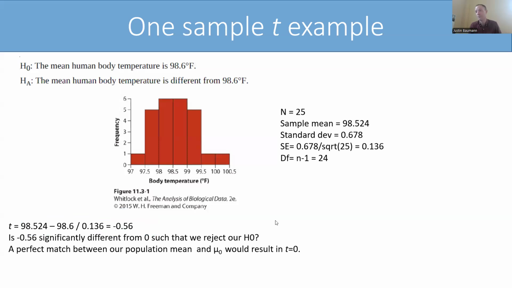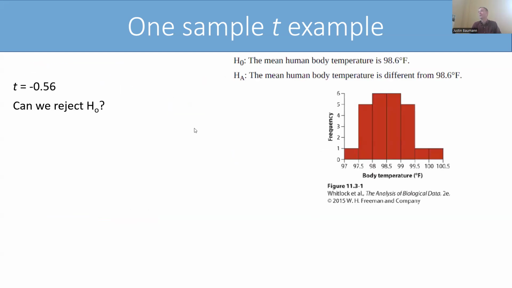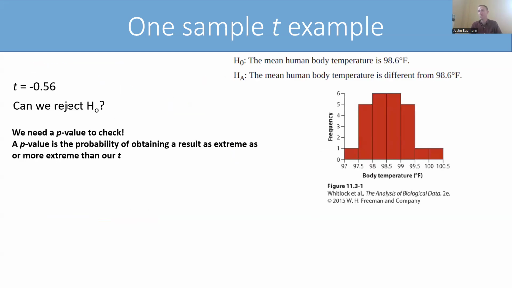Is negative 0.56 significantly different from 0 such that we should reject H naught? A perfect match between our populations would give us a t equal to 0. But we need to see, is this very unlikely? We have a t-test. Can we reject H naught? We need a p-value to check. Okay. So what's the probability of obtaining a result as extreme or more extreme than our t?